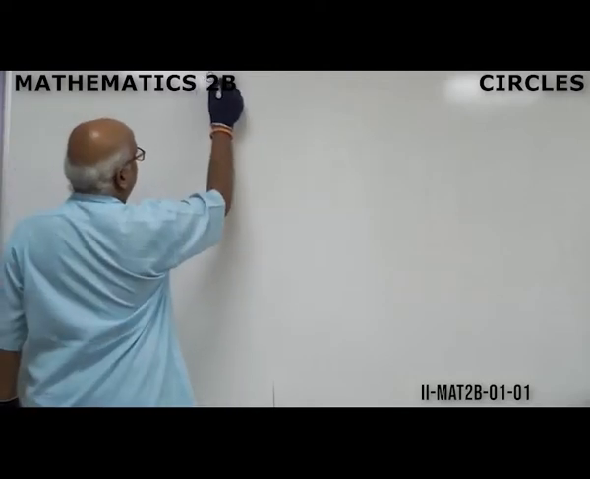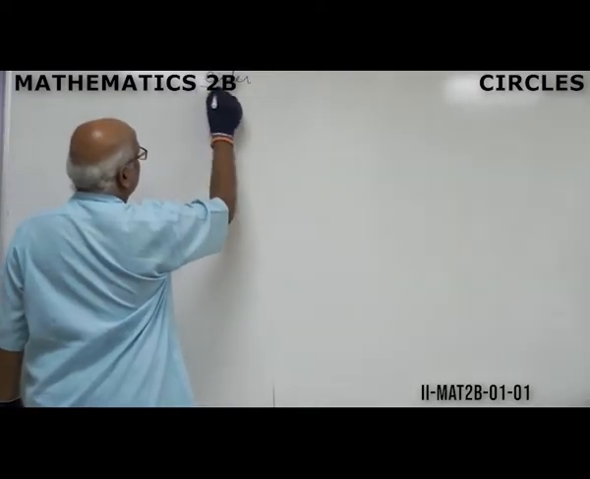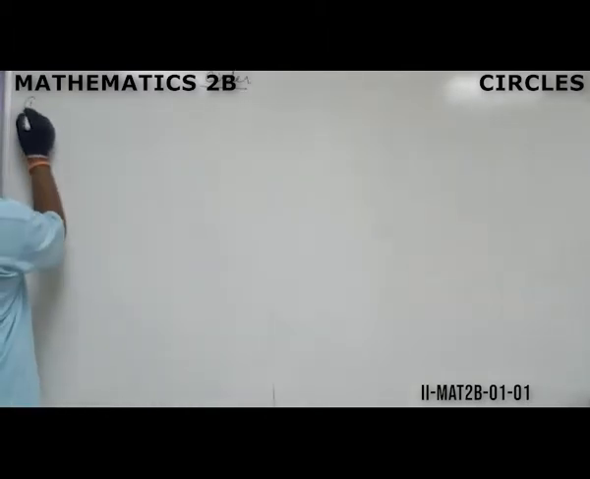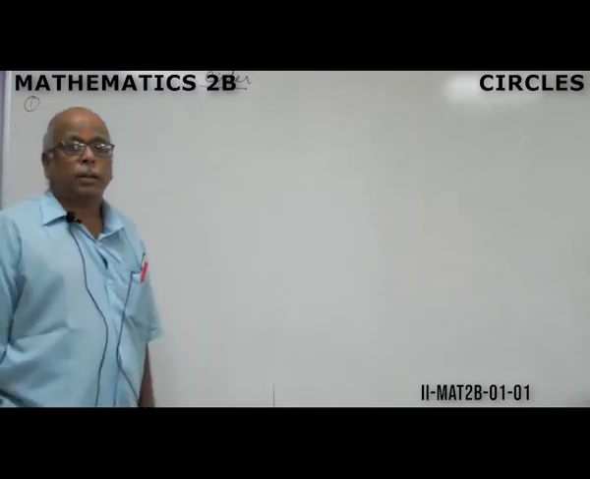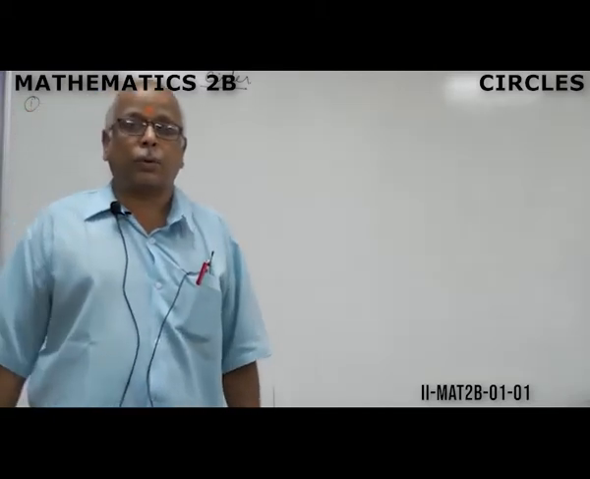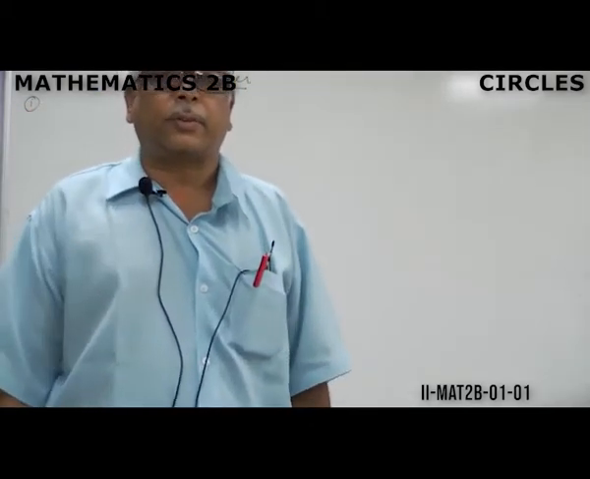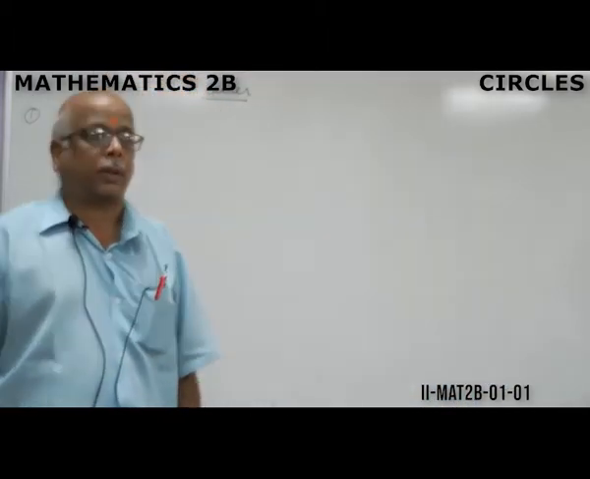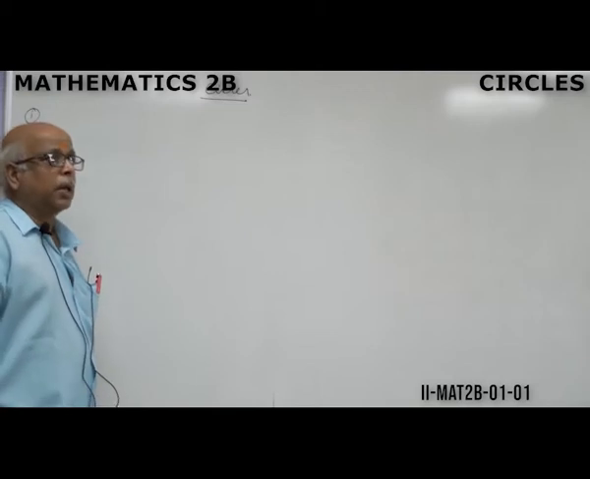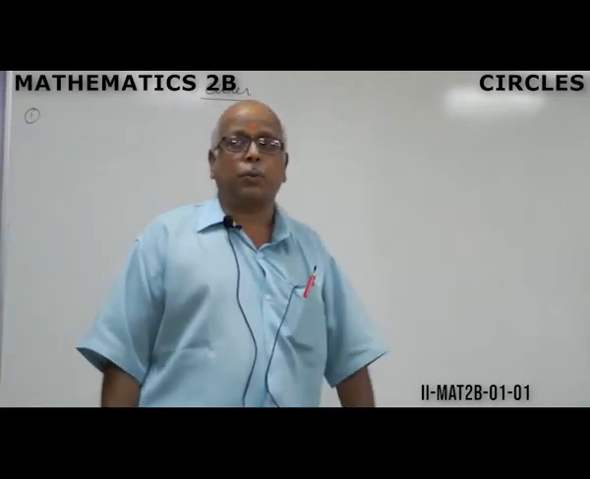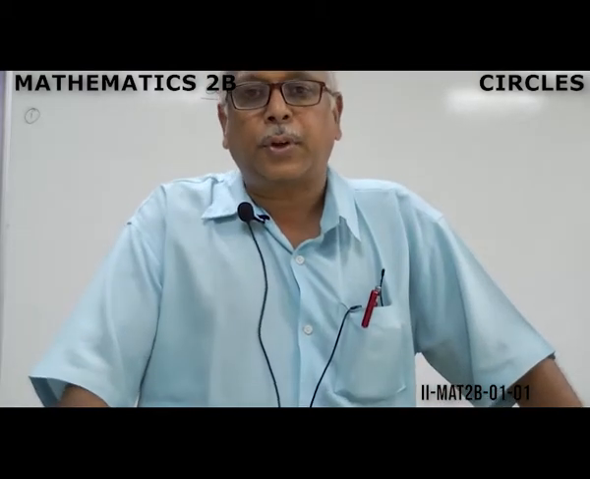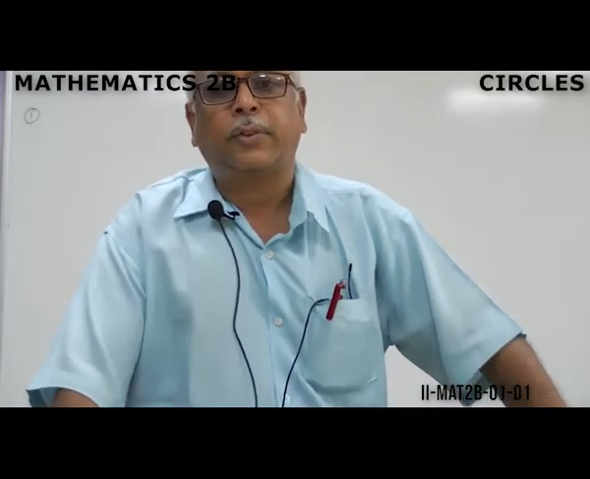Today our topic is circles. First of all, the definition of a circle. What is the definition? The locus of a point that moves at a fixed distance from a fixed point is a closed curve called a circle. Once again, the locus of a point which moves at a fixed distance from a fixed point is called a circle.